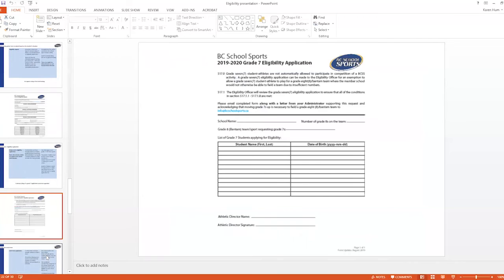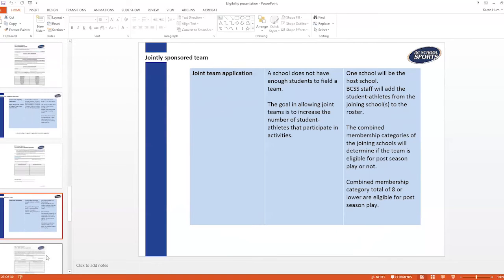Just have a quick look at it. So in addition to the application, we'd also be looking for a letter of support from the administrator with that application. So moving on to our jointly sponsored team. So this is another exception where we might have a student that's playing potentially for another school, but really what it is, it's a joint team application. So a couple of years back, this process kind of got streamlined a little bit and the goal was to allow more students to participate. So if we have a school that doesn't have sufficient numbers to have a team, 2 or more schools could come together and form a jointly sponsored team.